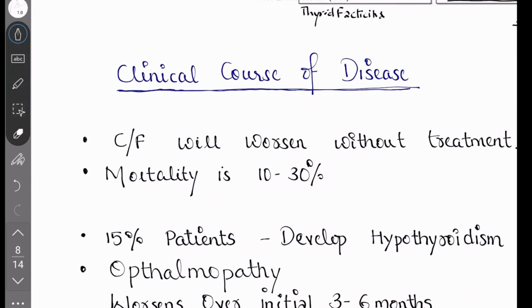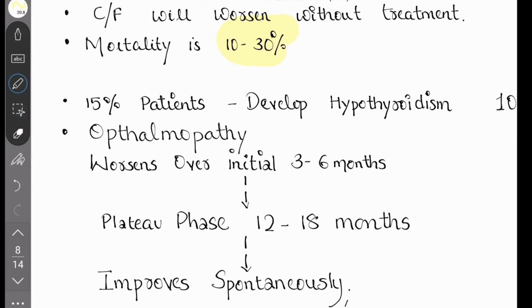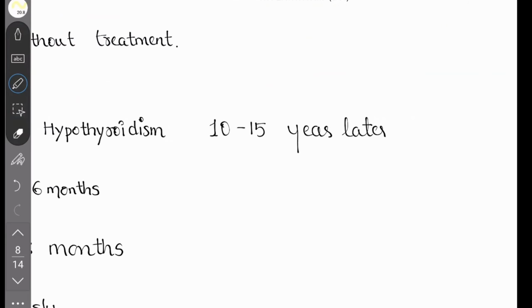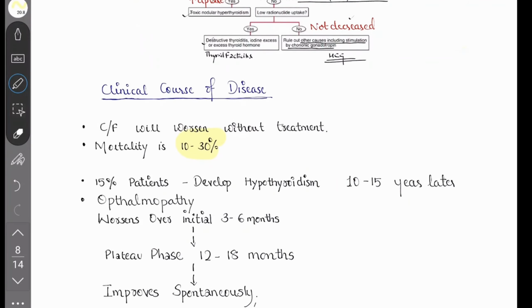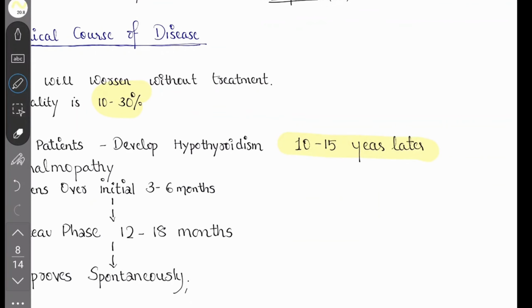So the clinical course of the disease we will discuss in a short course. The clinical feature will worsen without treatment. Okay, with the mortality rate is about 10 to 30% if the treatment is not properly given. 15% of the patients develop hypothyroidism 10 to 15 years later. It is probably because of the destructive nature of this disease after long years.